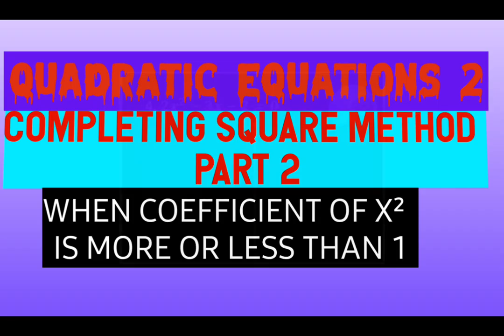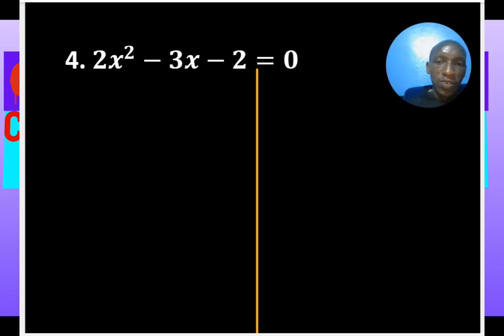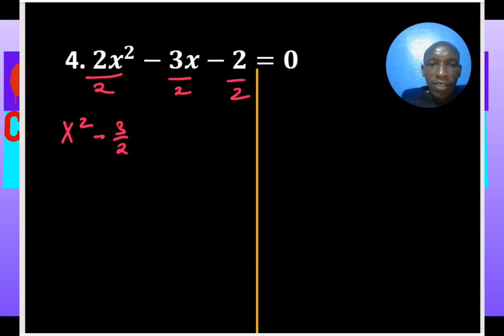Example 4. Now pay more attention so that you now understand how to work out such questions. We have 2x squared minus 3x minus 2 is equal to 0. So first of all, make the coefficient of x squared be 1. So divide everything by 2. So what do we get? We get x squared minus 3 over 2 x minus 1 is equal to 0. So therefore, the next step we shall have x squared minus 3 over 2 x is equal to 1.